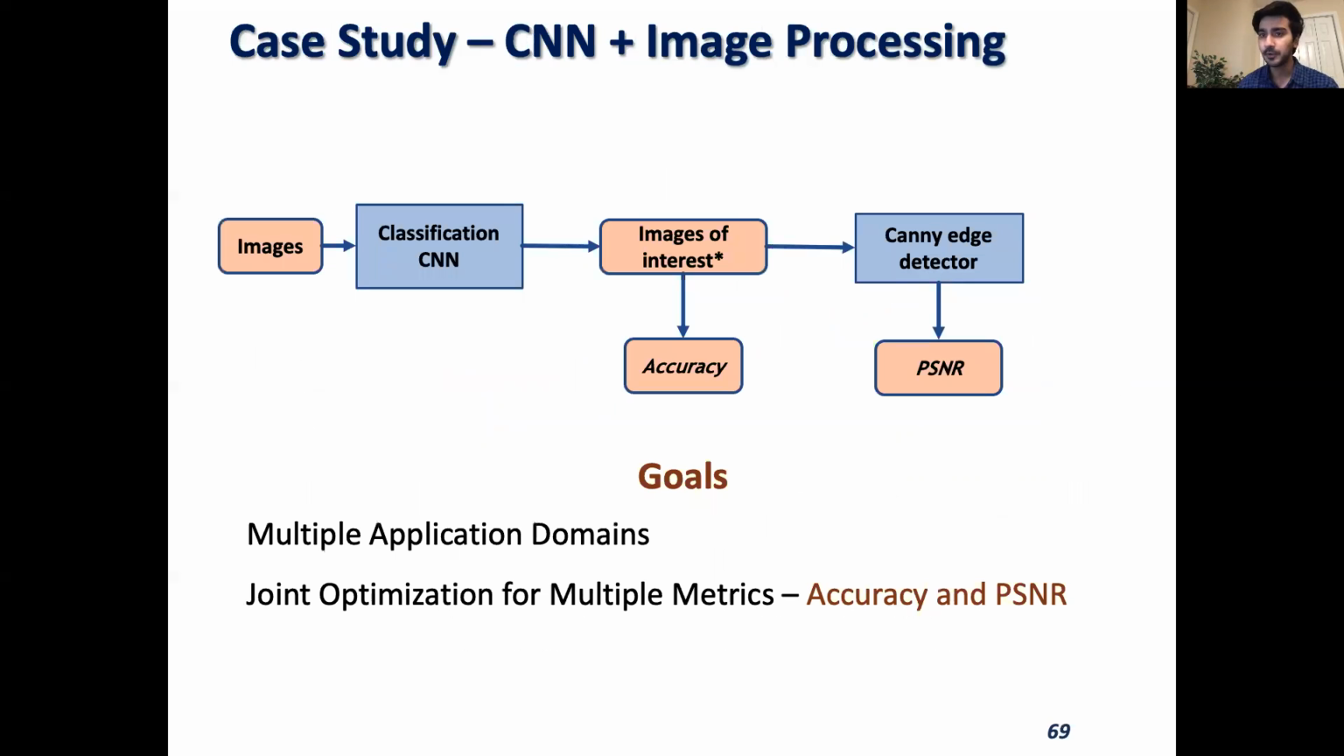We also evaluate ApproxTuner on a combined CNN and image processing benchmark. The CNN classifies images into one of 10 classes, and only images belonging to certain classes are forwarded to an edge detection filter. The goals of this experiment are twofold. A, we want to show that ApproxTuner can tune components from multiple application domains in one application, and also that it can perform joint optimization for multiple QoS metrics. In this case, accuracy for the CNN component and PSNR for the image filter component.